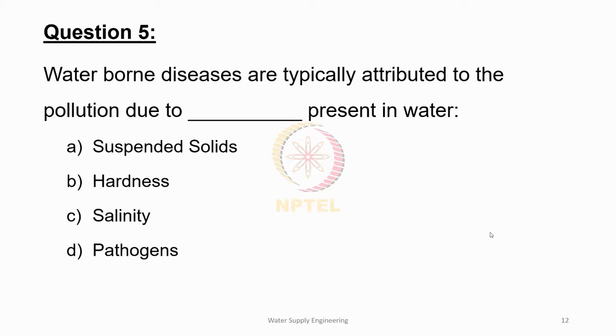All right. So question number 5: waterborne diseases are typically attributed to the pollution due to dash present in water. Option A, suspended solids. Option B, hardness. Option C, salinity. Option D, pathogens. Which of the following causes waterborne diseases?